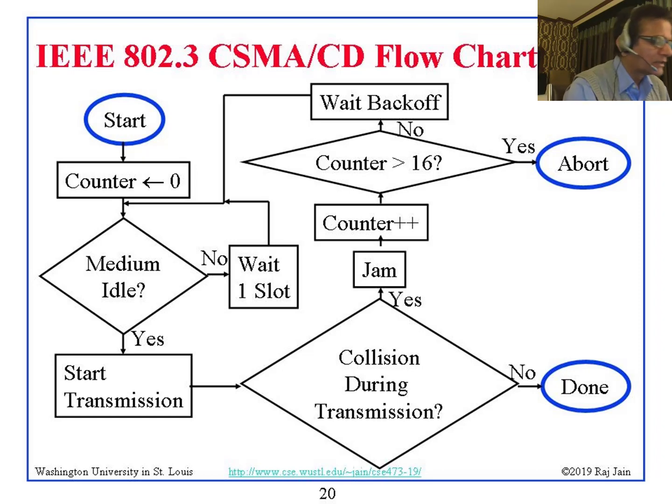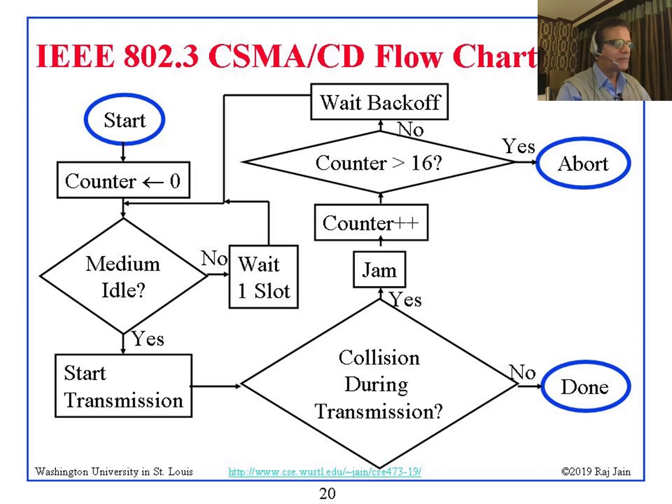So collision during the transmission. If you hear the collision during the transmission, then you send a jam signal, and the jam is also one slot. Why one slot? Jam is one slot because you want to make sure that the jam reaches the other end of the wire before you stop. Because you are going to stop and the other guy should stop as well. So basically we use that 51.2 microseconds for jam as well as for waiting as well as for collision detection.